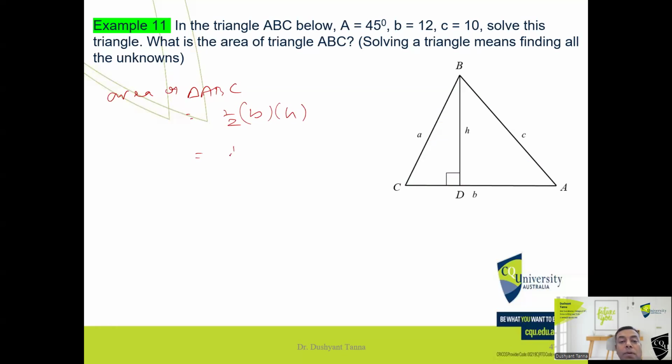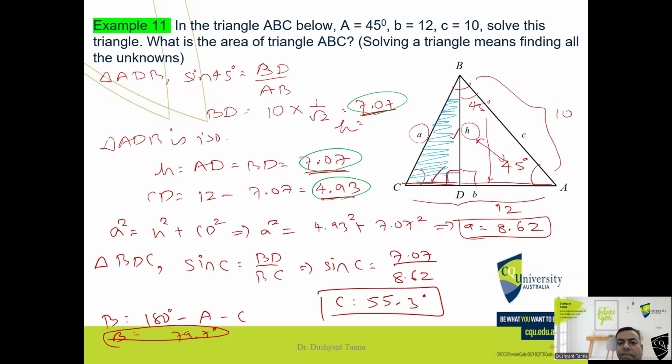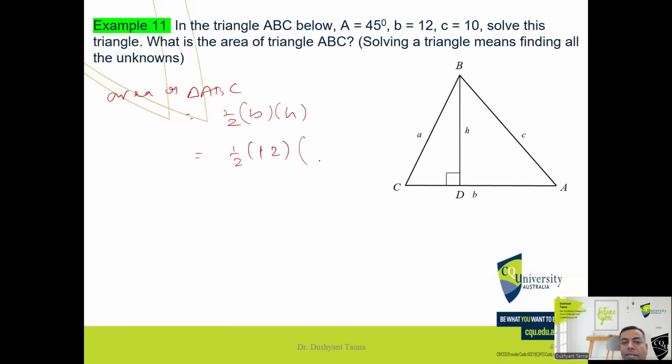Yeah, oh yeah. So that is 12. And H, what is H? 7.07. Very good, thank you. 7.07 times 6 is 42.42. Again, no unit, so unit. That's the area.